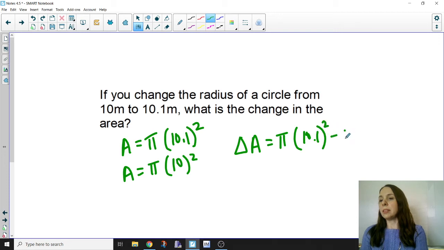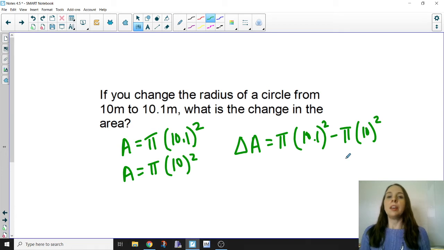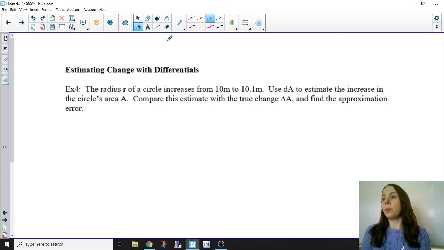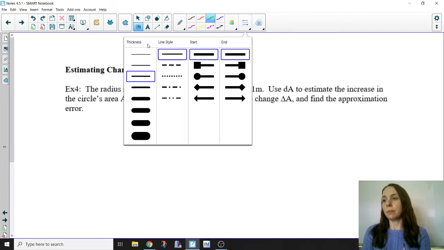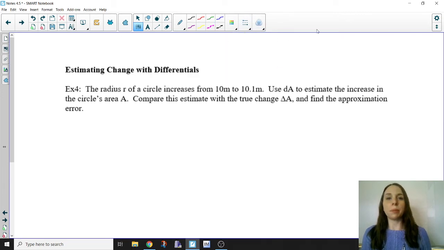Final minus initial. Right? And that's called delta A. But that's doing more calculations than what are needed if you don't need an exact value for your change. Okay, so what you can do instead is you can use differentials. Take a look at example 4 with me.